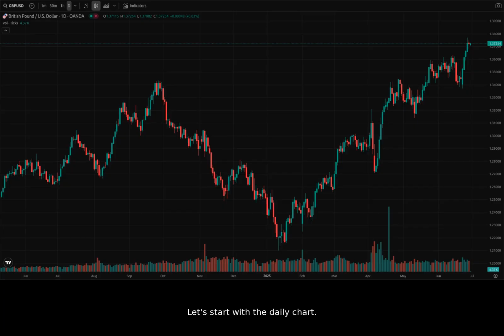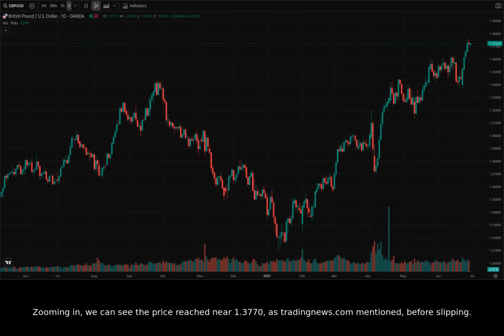Let's start with the daily chart. We can see a choppy but generally upward trend from late February 2024 up until today. However, in late March 2025, we see a few large red candles, which may suggest a reversal. Zooming in, we can see the price reached near 1.3770, as TradingNews.com mentioned, before slipping.